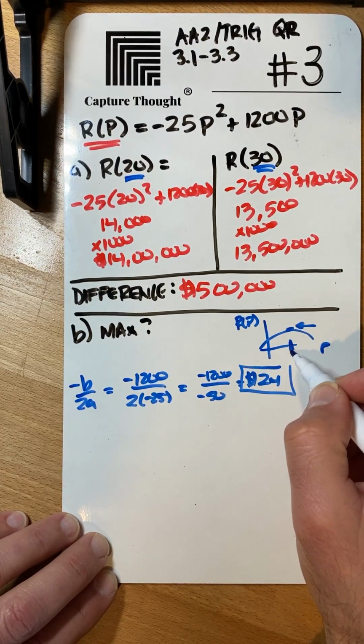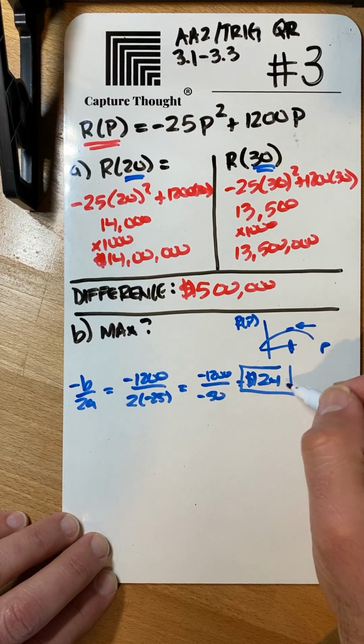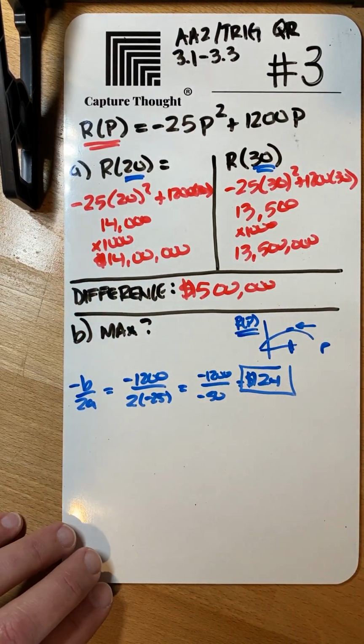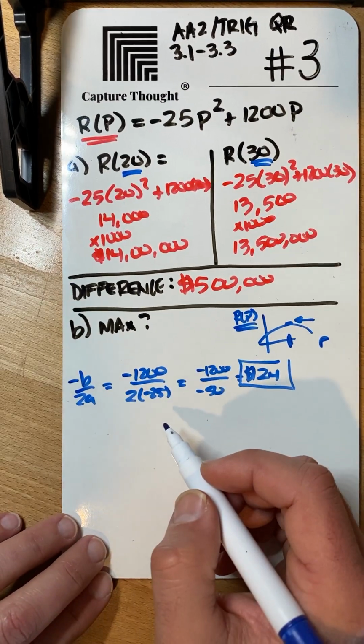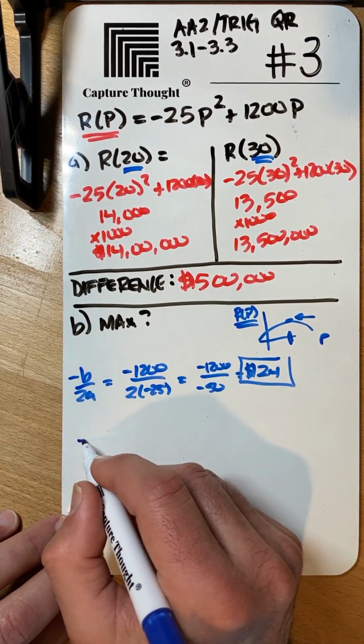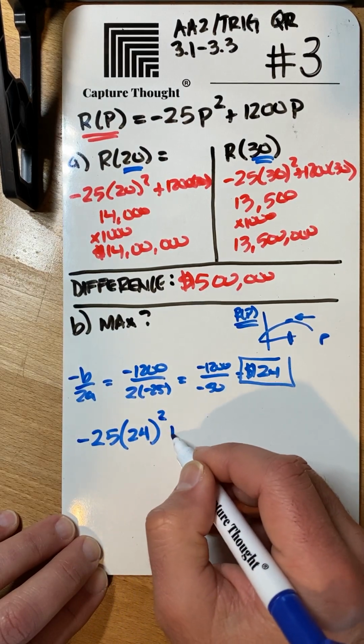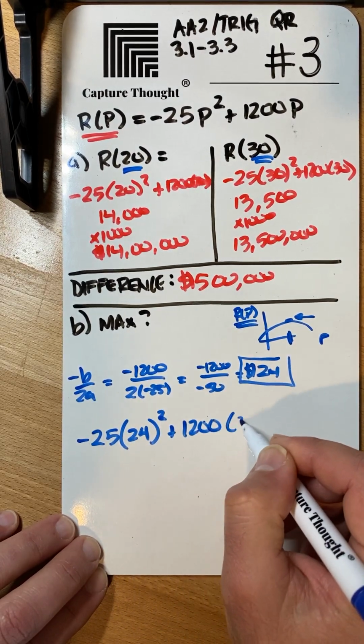That's this part on the graph. That's the P value. That's the price per unit. Then the question's asking, well, what's the revenue from that? So you're going to reevaluate your function at 24. So negative 25 times 24 squared plus 1200 times 24.